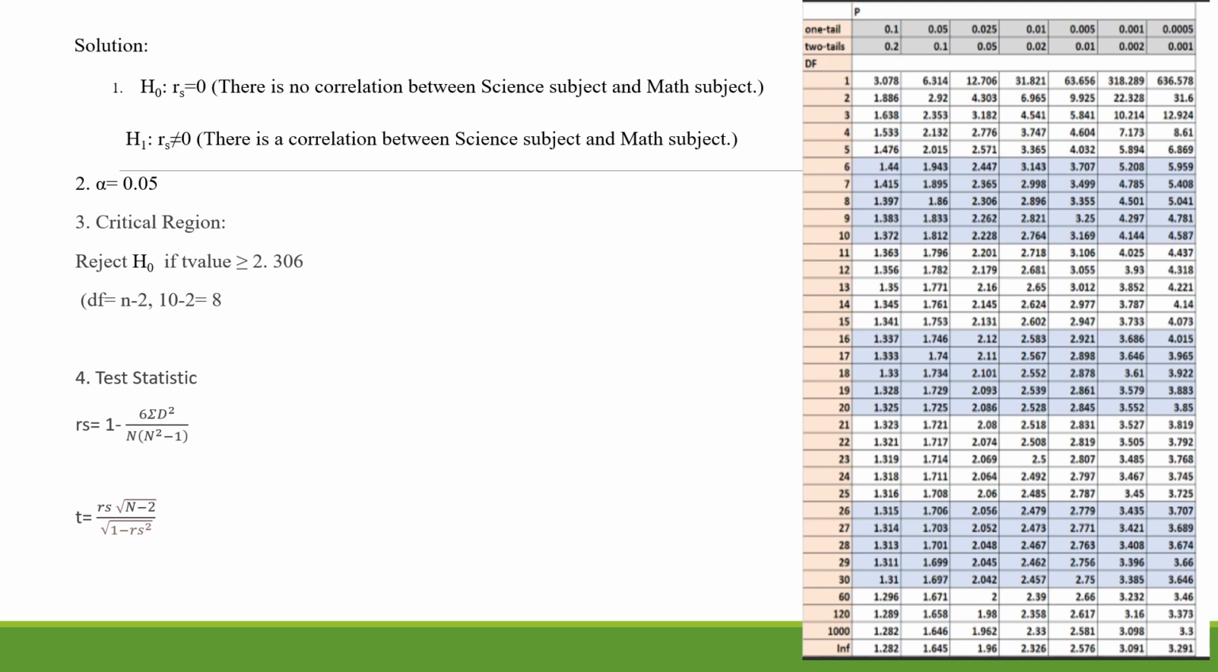Okay, for our step 4, we have the test statistic. We have RS is equal to 1 minus 6 summation of d squared over n squared minus 1. For our t, we have RS times the square root of n minus 2 over the square root of 1 minus RS squared.